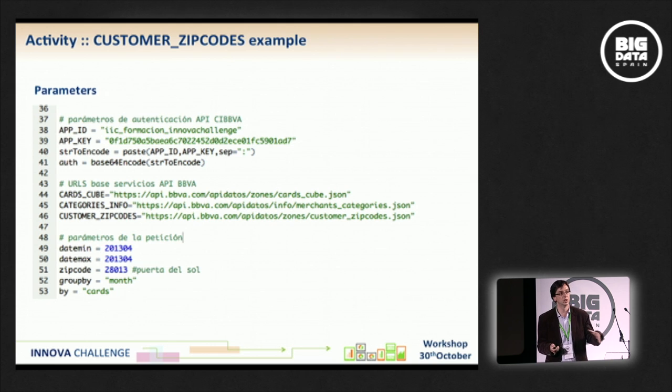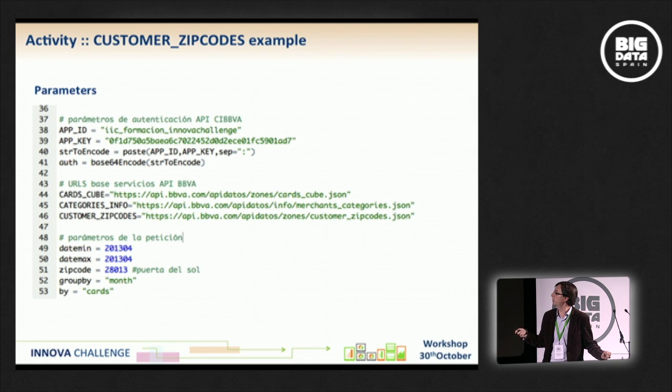So if I want to ask the API about how many people are going, for example, shopping for fashion in the city center, and also by age and gender, you can use that. Sorry, this was only for gender and sex, and also the number of transactions. But you can also ask about the categories info. You can ask about the merchant categories in these other services.